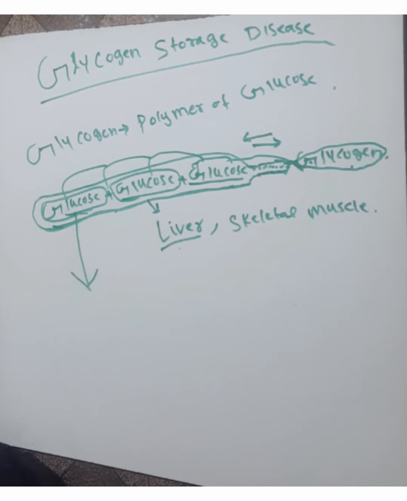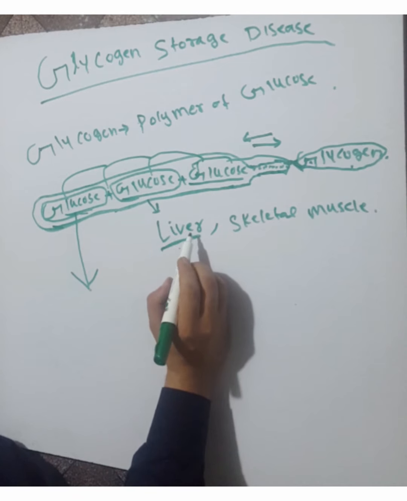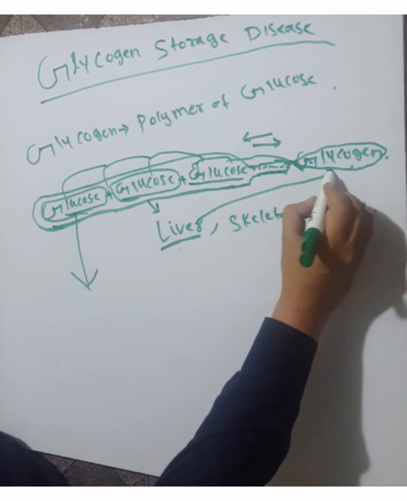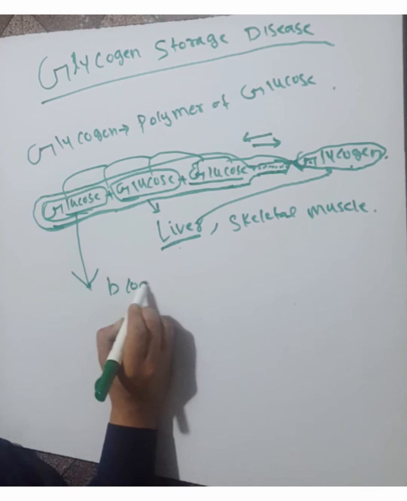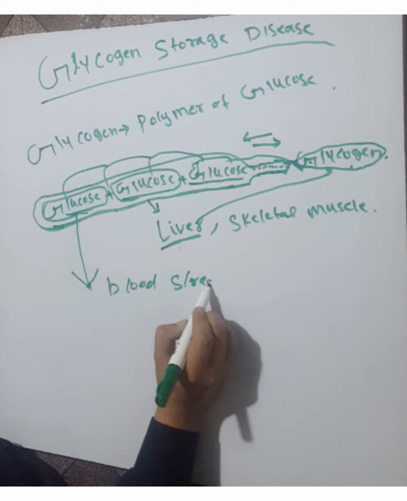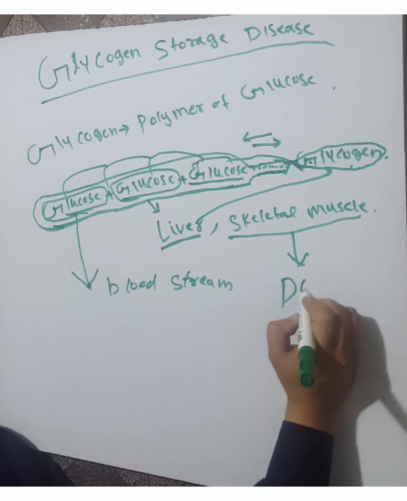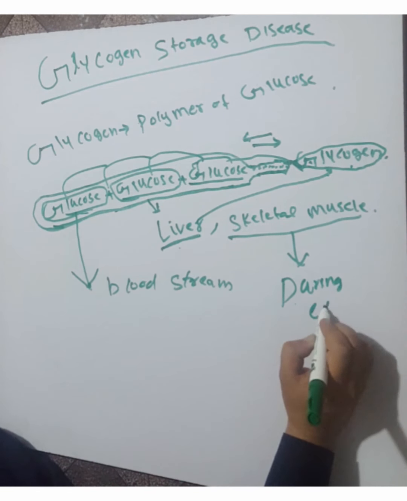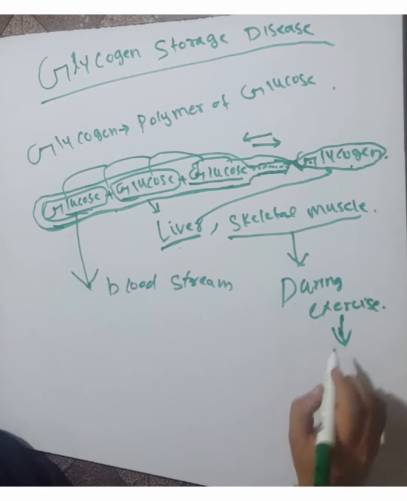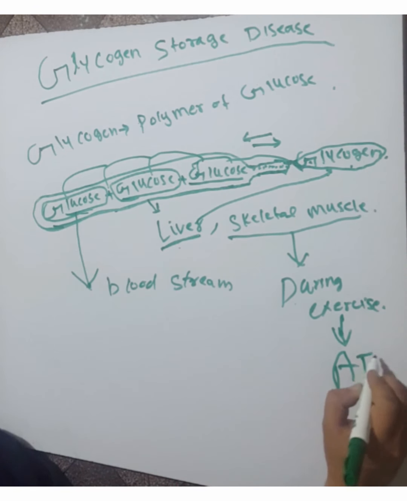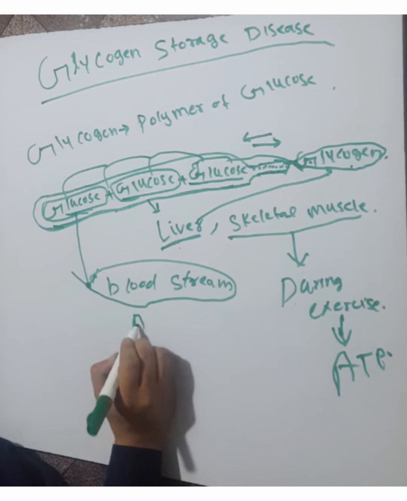When there is a need, the liver, with the help of different enzymes, breaks down this glycogen back into glucose, and this glucose goes to the bloodstream, and also to the skeletal muscles during exercise. They go into the skeletal muscles for muscular activity, and the glucose is used for ATP formation, to produce energy.